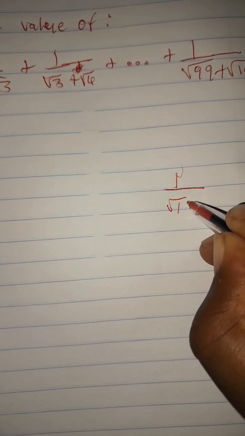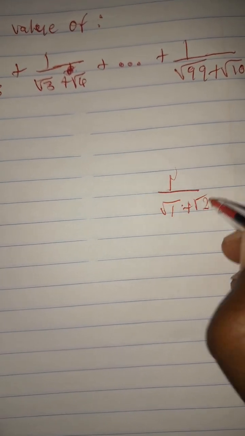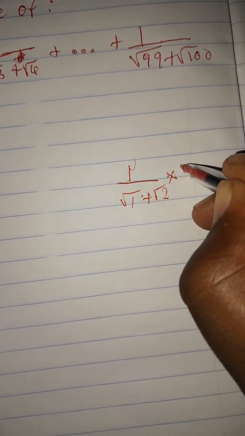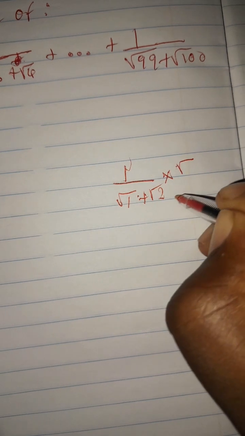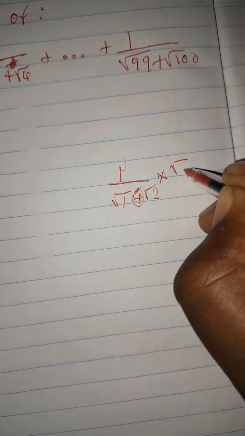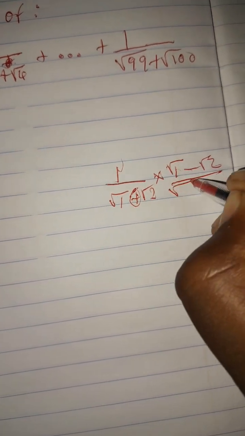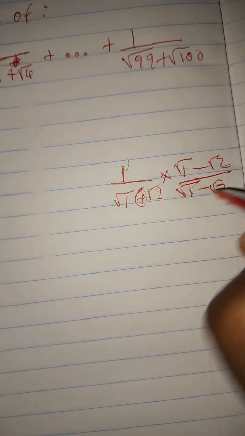So what do we do when it's like this? Since we're given it in the form of a set, we will rationalize this. Let's rationalize separately. Let's start with 1 over √1 plus √2. When you rationalize this, we're going to use a conjugate, the opposite of this in terms of sign. So it's going to be √1 minus √2 for both numerator and denominator.